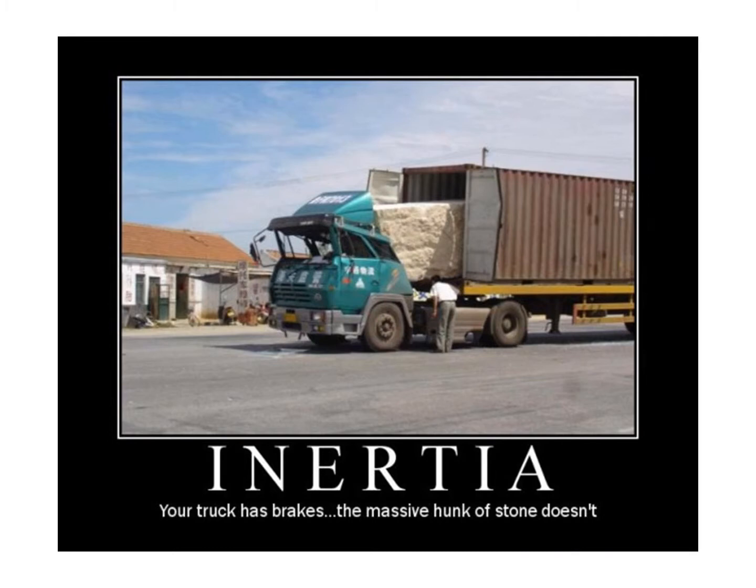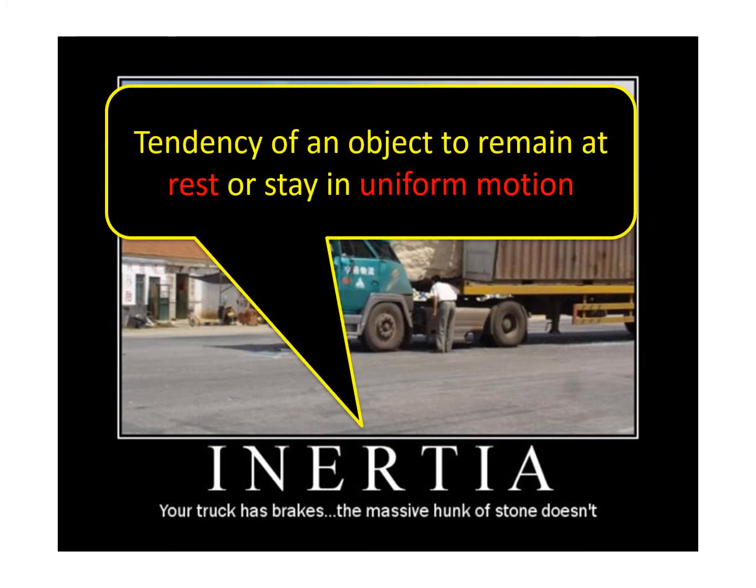Objects can be difficult to change their motion. So under GCSE, you need to be able to say that inertia is the tendency of an object to remain at rest or in uniform motion. So basically, if you try and push someone next to you, they don't move very easily because of what's called their inertia.